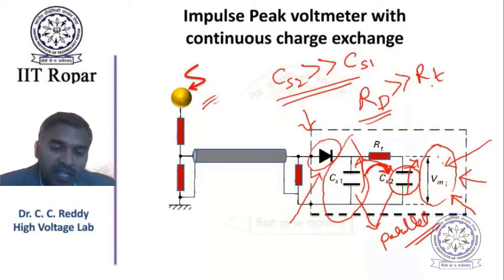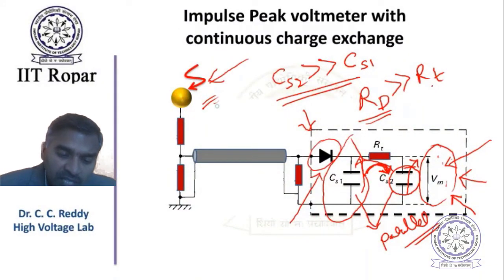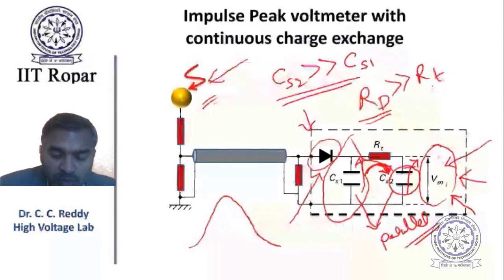Here, just one single shot of impulse you have to use as input. Just one single shot. So this kind of waveform. You can use a double exponential waveform that we have studied earlier, right?